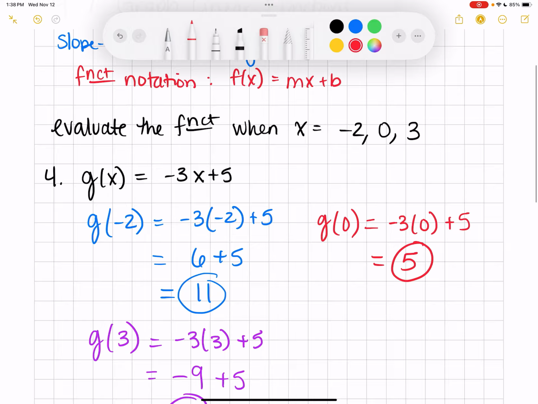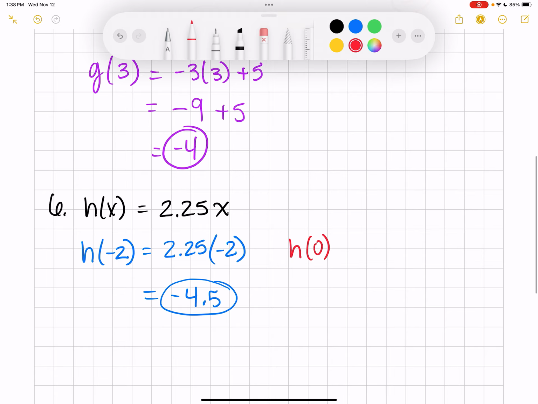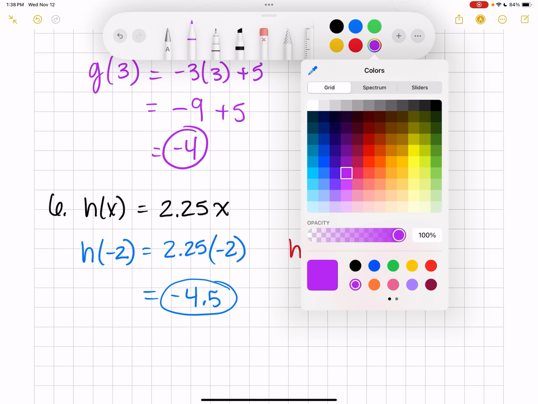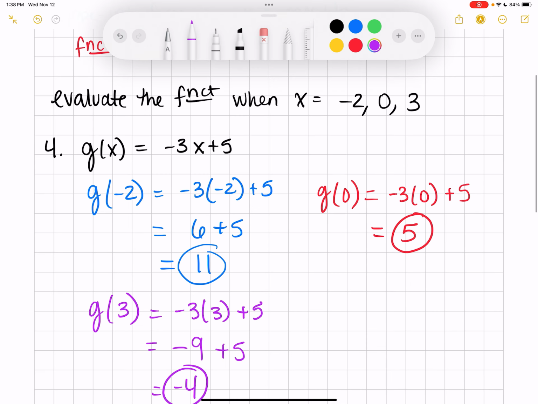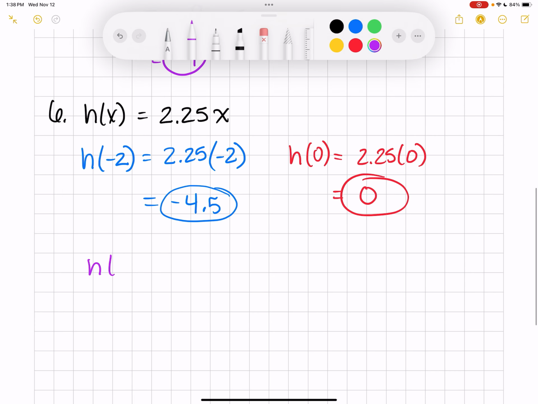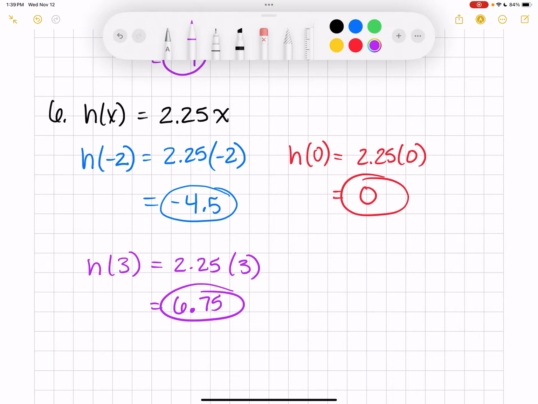H of 0. Plug in 0. I have 2.25 times 0, which is 0. And then, last but not least on this one, we have when it's 3. So h of 3 is equal to 2.25 times 3. Yep. 6.75. That's the answer to that one. Starting to get a feel for how it works.